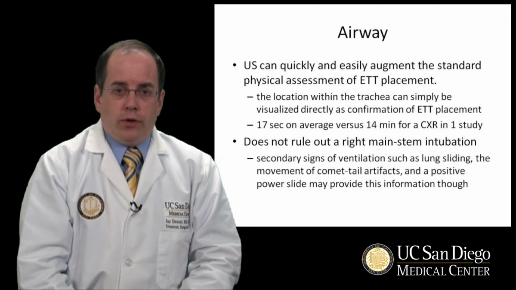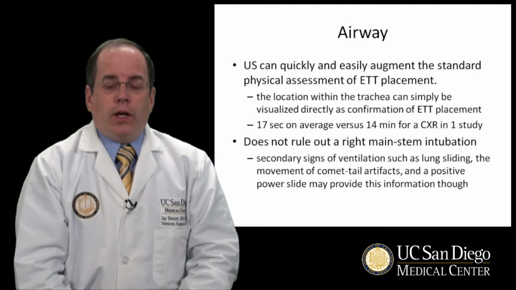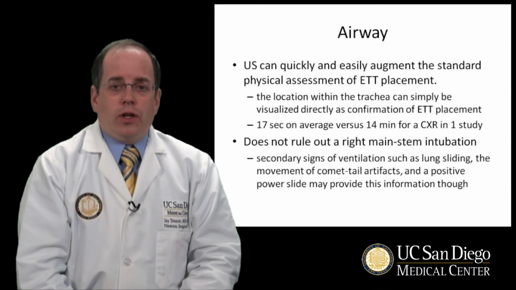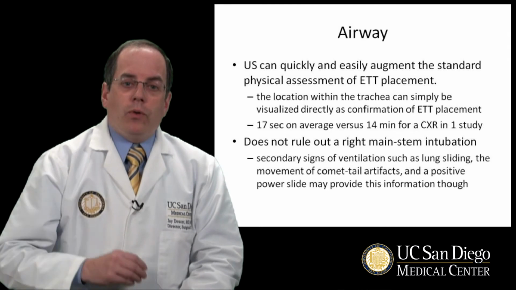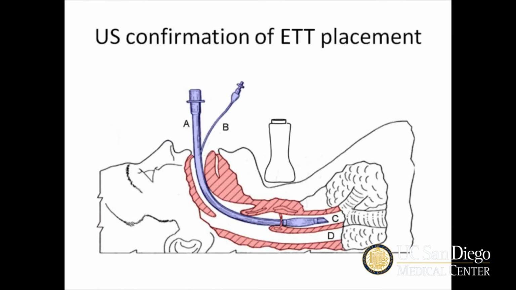It does not rule out that the tube has been placed too far, such as in a right mainstem intubation, but secondary lung signs of ventilation, such as lung sliding, comma tail artifacts, and whatnot, can sometimes give evidence that both sides are moving equally and that both lungs are being ventilated.